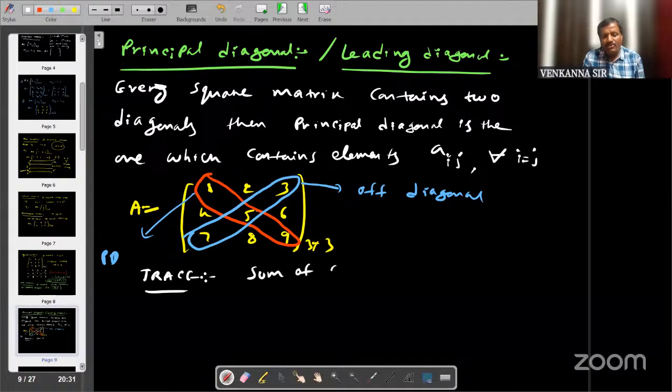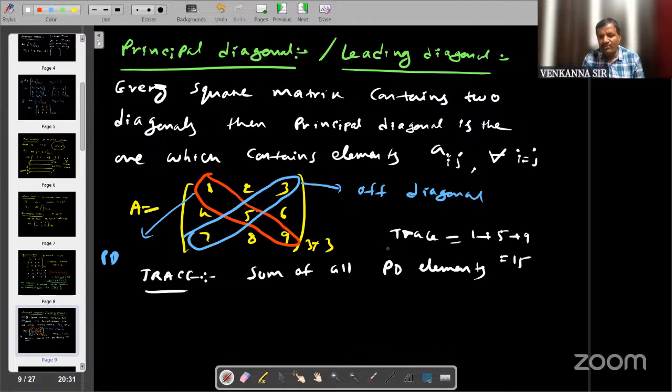Sum of all principal diagonal elements. Yeah, trace definition. Sum of diagonal elements. Very good. Sum of all principal diagonal elements is called the trace. In this example, what is the trace? If you are calculating the trace, 1 plus 5 plus 9, 15 is the trace.